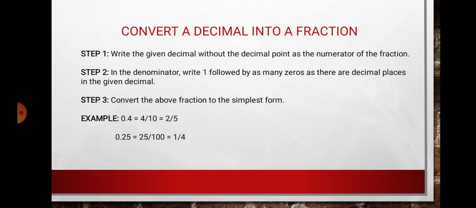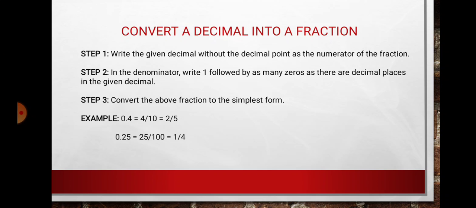Now let us learn how to convert a decimal into a fraction. Write the given decimal without the decimal point as the numerator of the fraction. In the denominator, write 1 followed by as many zeros as there are decimal places in the given example. Convert the above fraction to the simplest form. Let us take an example, 0.4, and do it.